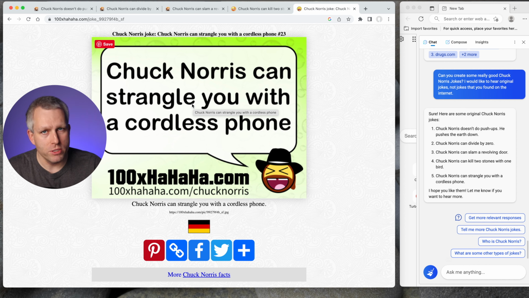Maybe it doesn't know the difference between the two, but that's a serious problem because if you're using Bing Chat to create something new, you can get into trouble for plagiarizing the internet. So be very careful. If you create something with Bing Chat, maybe do a quick Google search to make sure that somebody hasn't published something exactly the same.